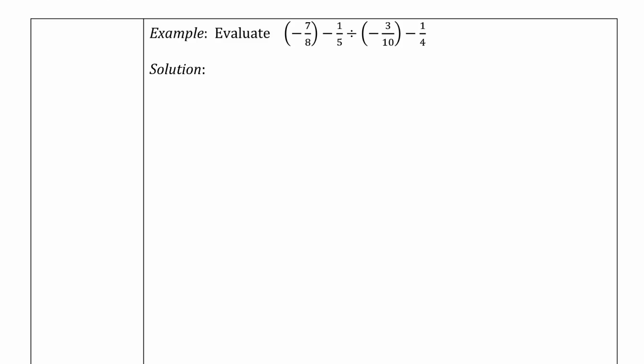Example number 2. Evaluate this expression with a lot of fractions in it. Don't worry, we'll go through it step by step. Now, the questions that are going to be coming up in Math IXL are going to be a combination of just decimals, which you can just put into your calculator, or they will be fractions.